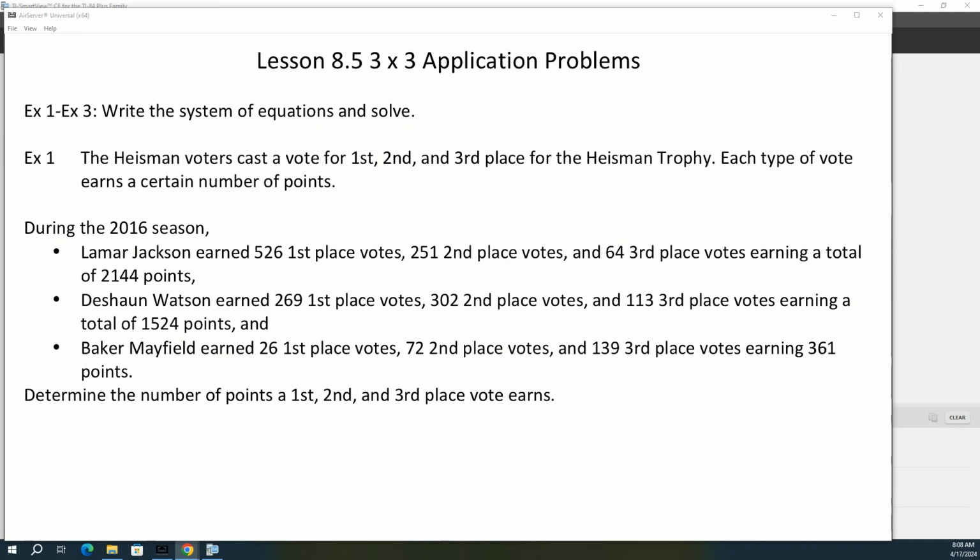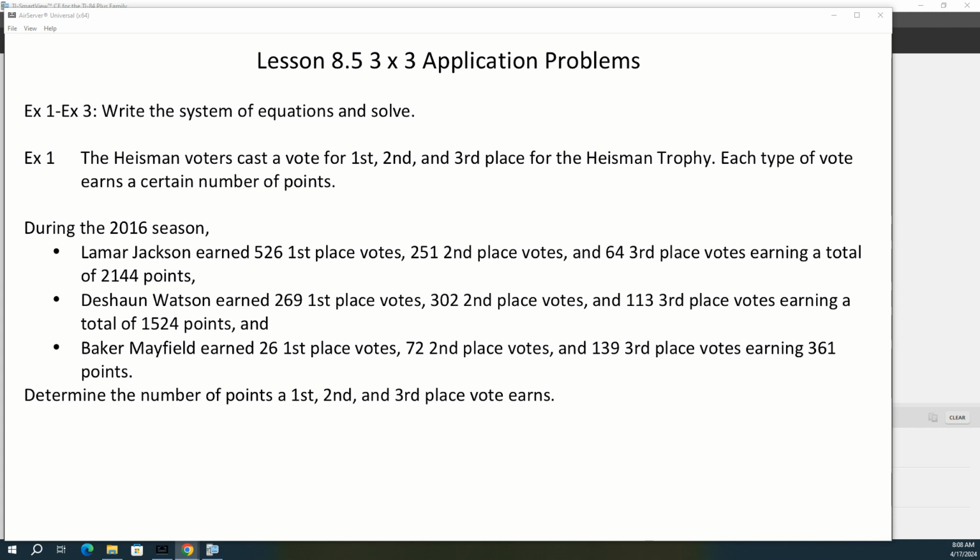Lesson 8.5 is on solving 3x3 application problems. We're going to end up writing a system of equations, 3 equations with 3 variables, and then we're going to use the matrix capabilities in the graphing calculator to solve them.